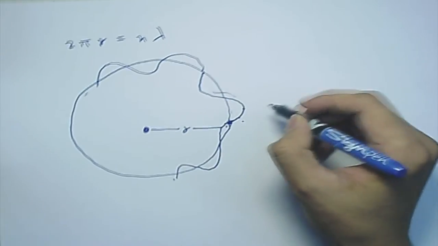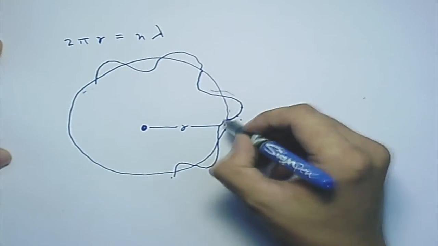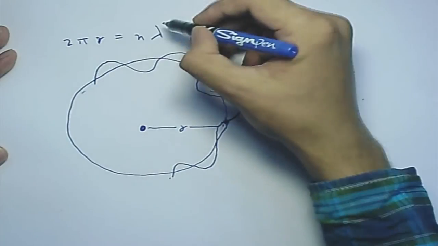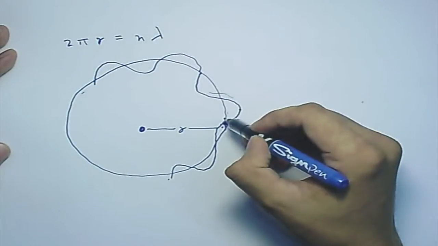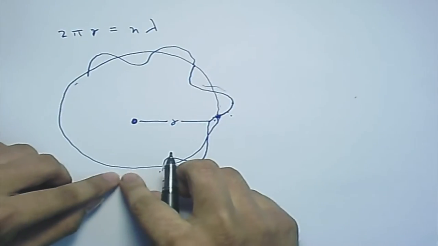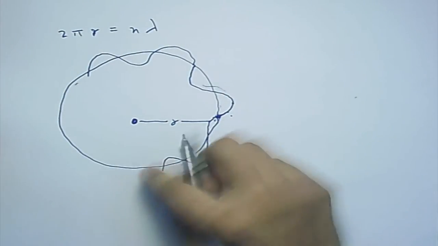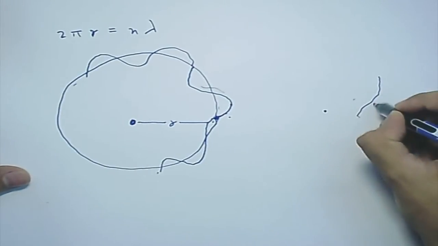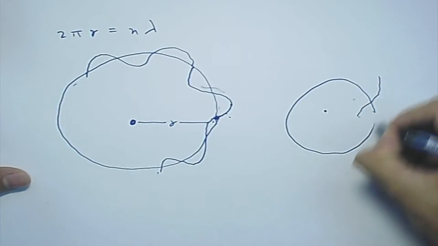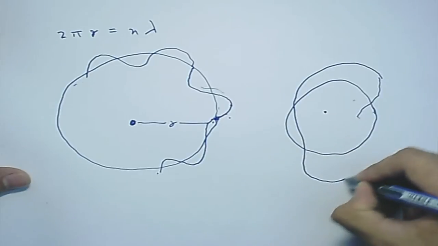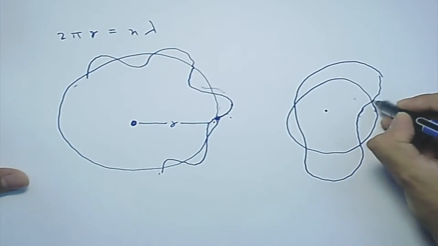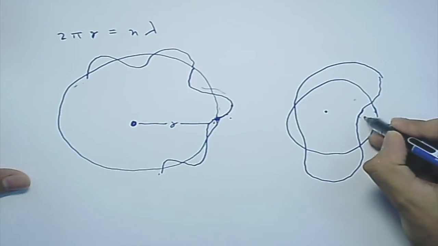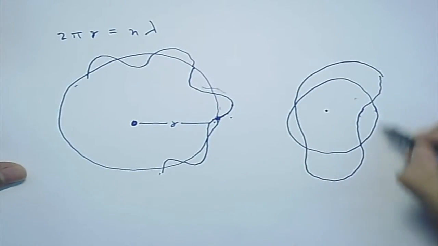So you can think of it this way: if this n were equal to 1, that means the circumference is exactly equal to the wavelength. So the length covered overall in the circumference is equal to the wavelength, and after one revolution, the electron would have covered exactly one wavelength of distance. This being the crest over here, this being the trough, this being the crest, this being the trough. So this is one complete revolution.